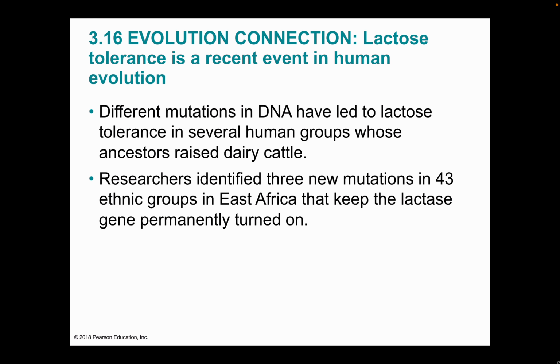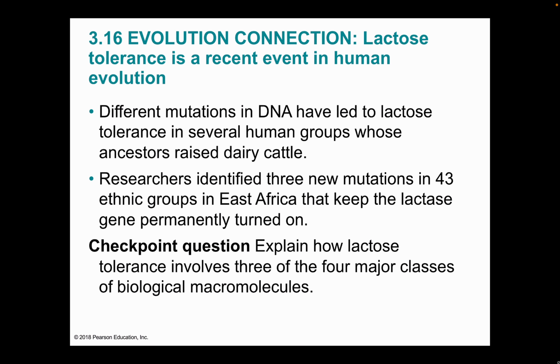So researchers identified 3 new mutations in 43 ethnic groups in East Africa that keep that lactase gene permanently turned on, right? It doesn't just turn off after early life, where you can supplement a baby's diet with cow's milk. It persists throughout life, and that can be helpful in times of drought, helpful just dietarily supplementing with milk, which is extremely nutritious.